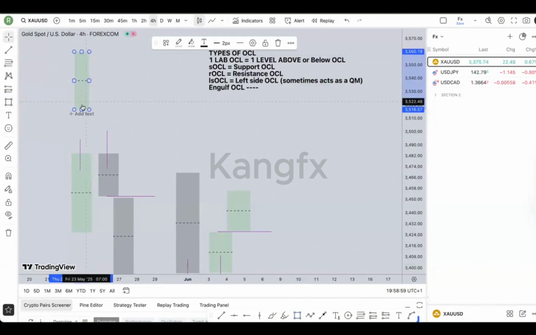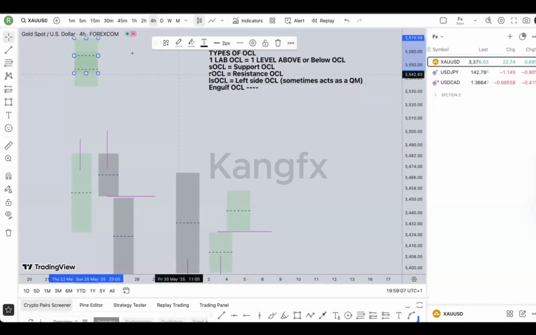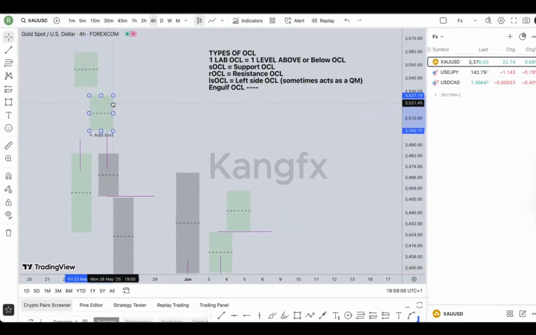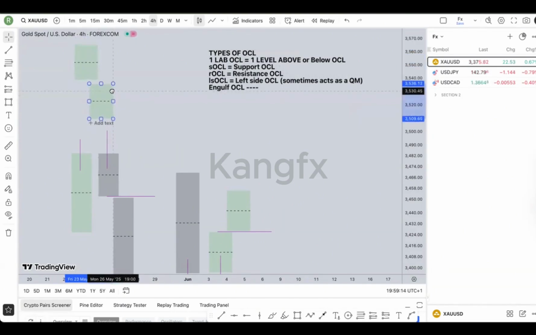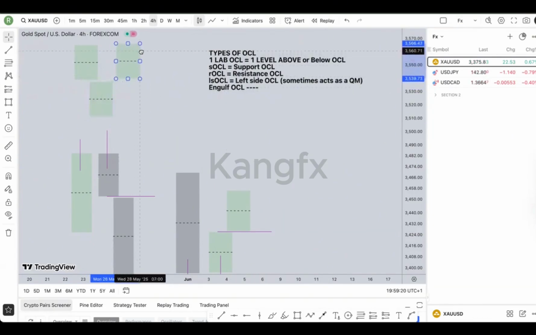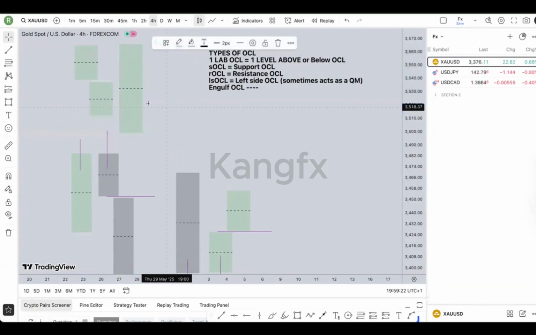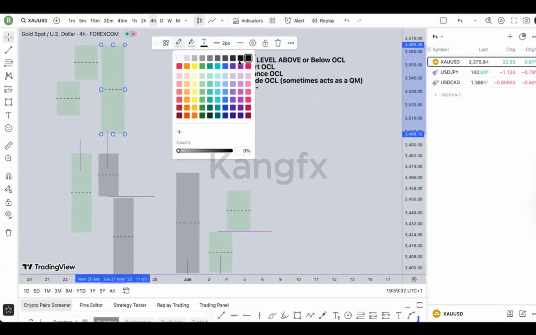You will see something like this. This is what you're going to see. For engulf OCL, you have that green, you have another green. Maybe the market was bullish going up. You have this kind of movement like this. Then you now have a black candle like this. If you see why they call it an engulf OCL, because this candle, the OCL, engulfs these two candles like this. That's what they call engulf OCL.